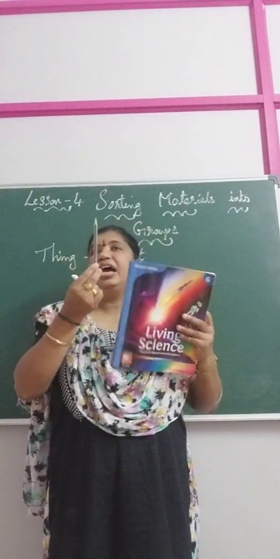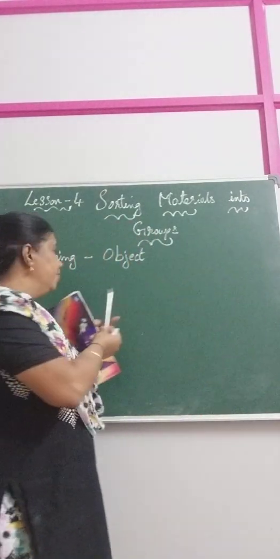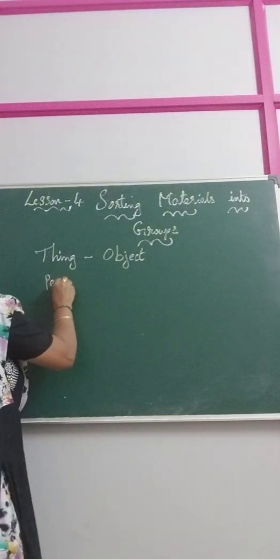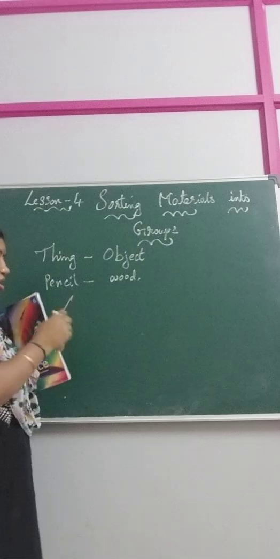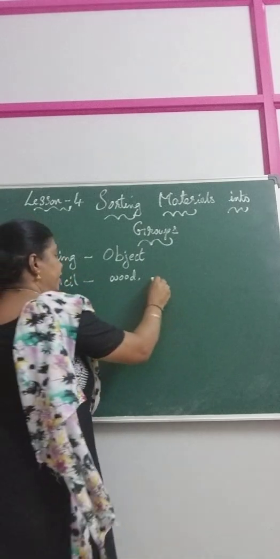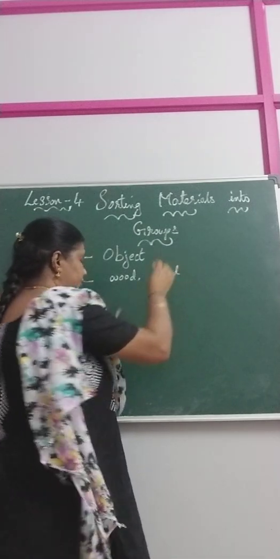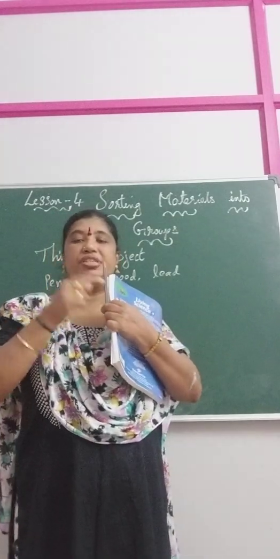Okay, what all do we have in this pencil, children, can you name? This pencil is generally made up of wood. It is the wood over here. And then you have a pencil lead. Yes, this lead which is there.